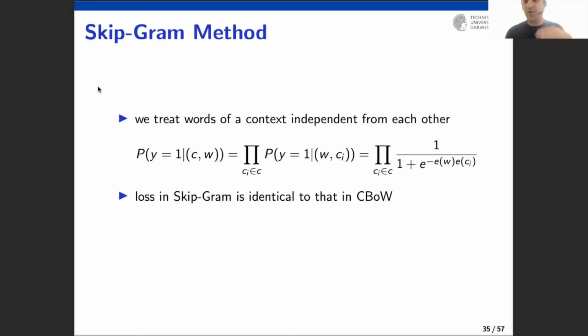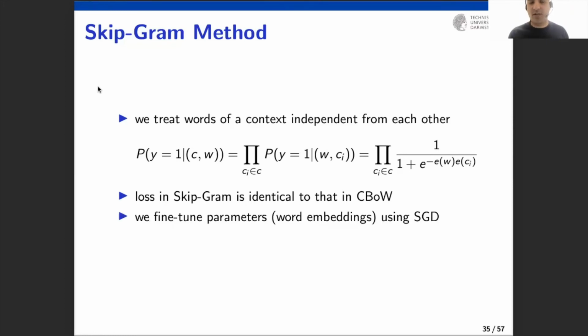So again, we try to maximize the probability of samples in the positive data set and to predict label 1, and for the samples in the negative data set, you want your model to predict label 0 because they are not good fits. And then we fine-tune parameters using stochastic gradient descent in this method. And at the end of the training, we will have some word vectors that capture semantic similarity between words.